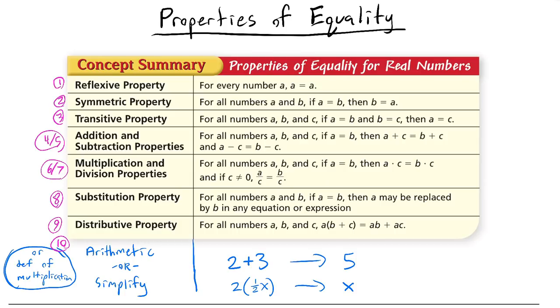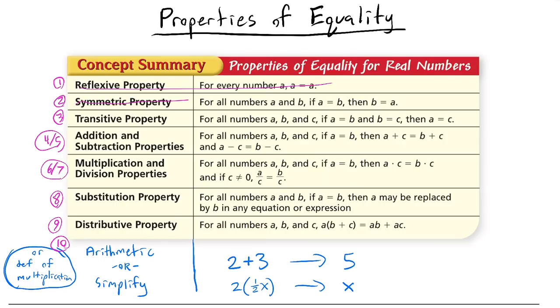Reflexive property of equality means that any number, again, algebra is only numbers or placeholders for numbers, is equal to itself, okay? We're not going to use that one in proofs, okay? However, when we get to congruence, when we get to proving things about triangles, we'll use the reflexive property all the time. But in terms of equality, we're not going to use it.